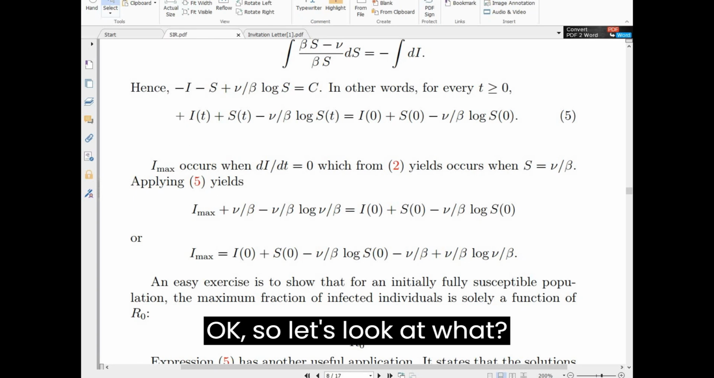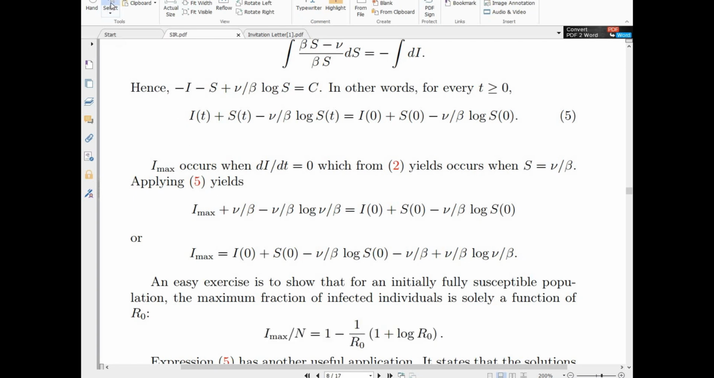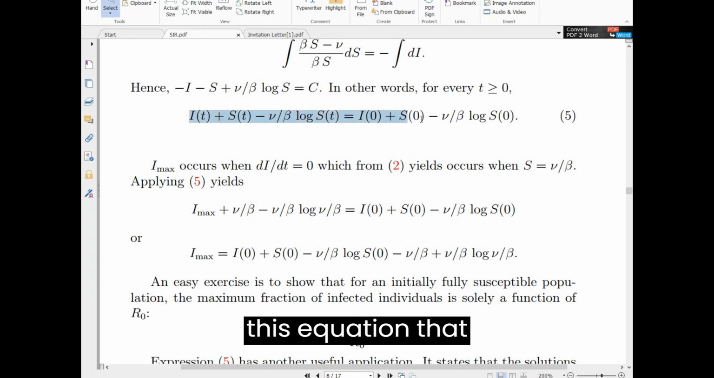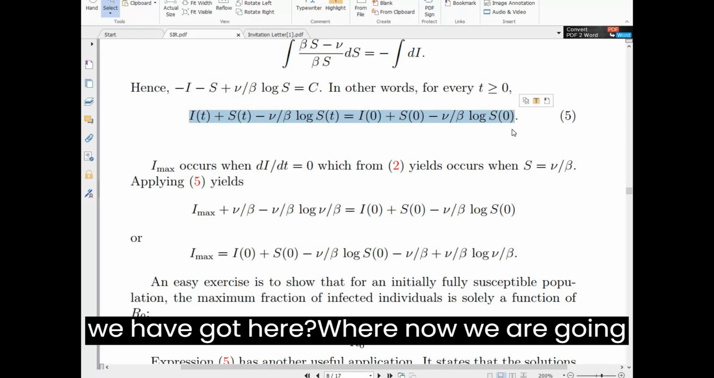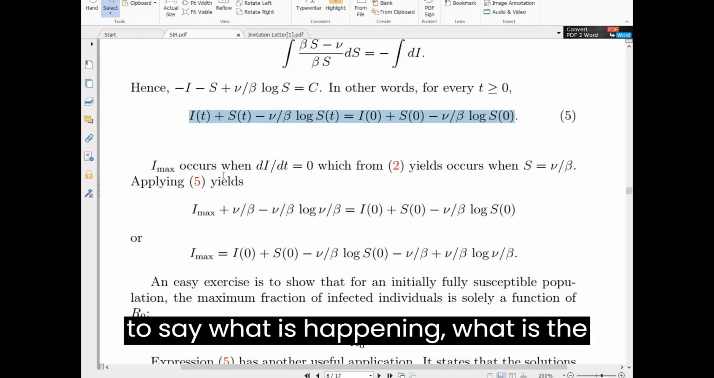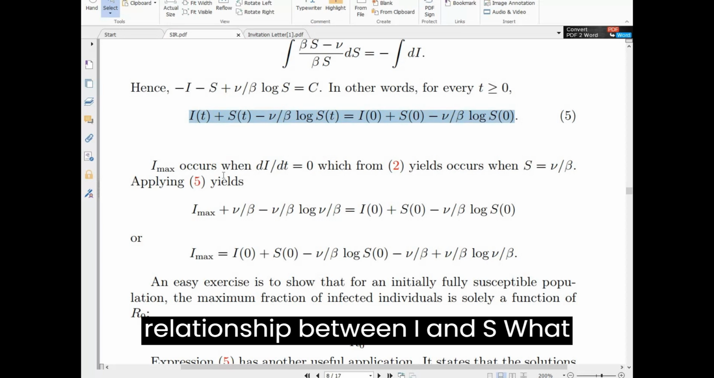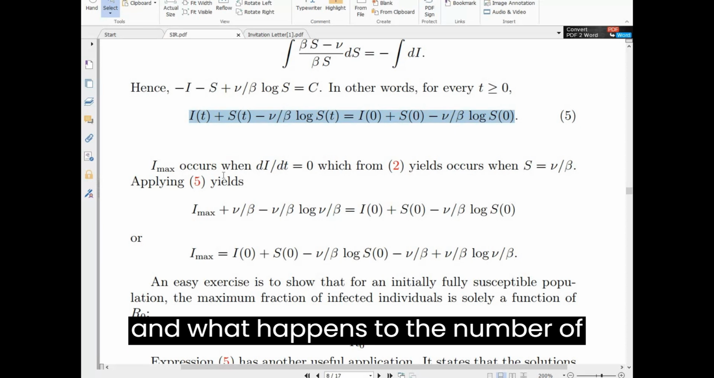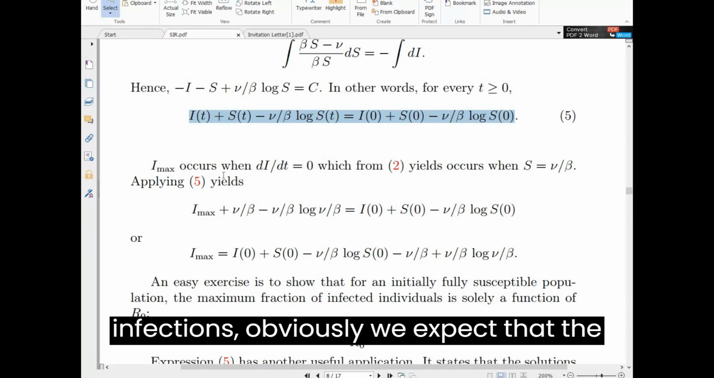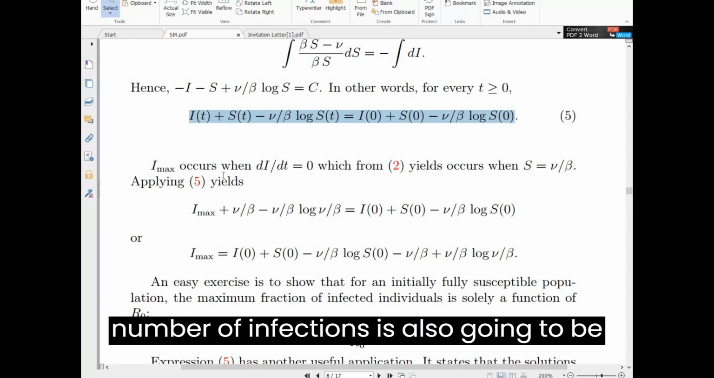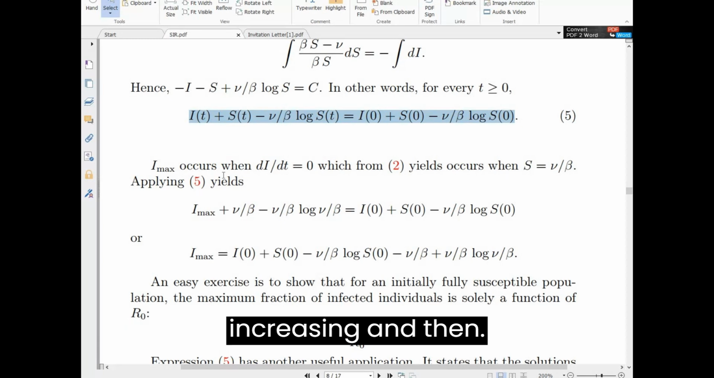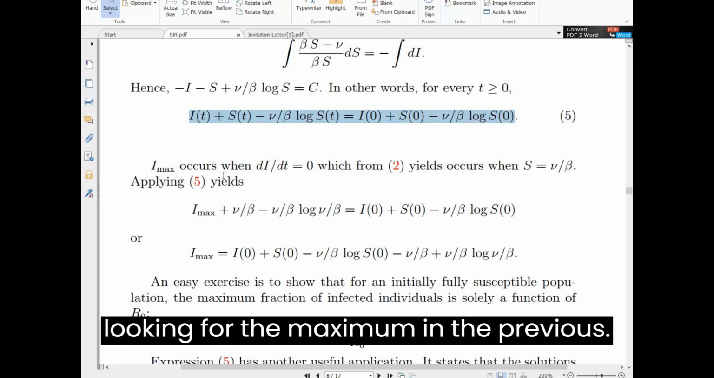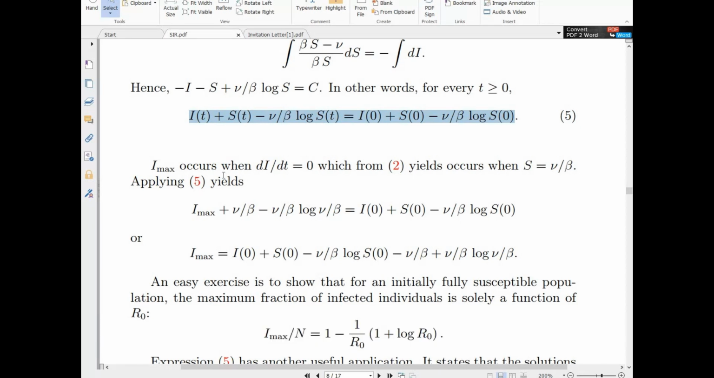Okay, so let's look at what Howard then did. He focused on this equation that we have got here, where now we are going to say what is the relationship between I and S. What happens as S is increasing, and what happens to the number of infections? Obviously, we expect that the number of infections is also going to be increasing, and then they will get to a maximum, and that's why we're looking for the maximum in the previous video.